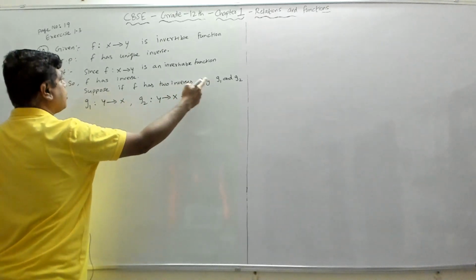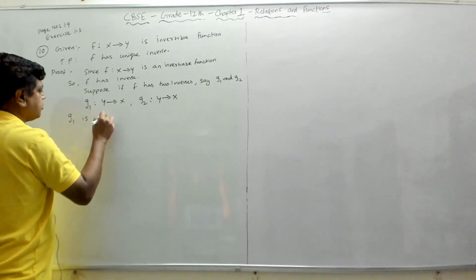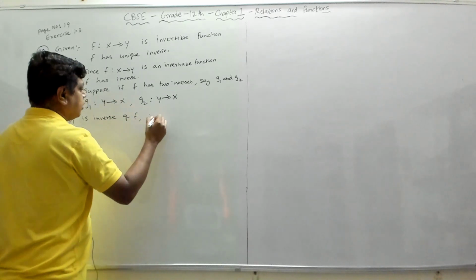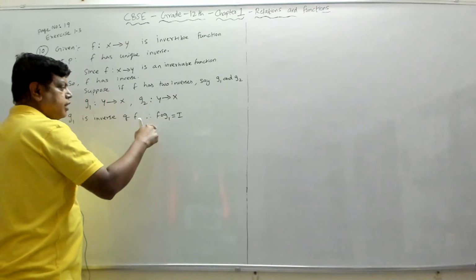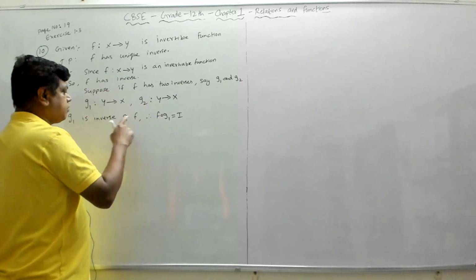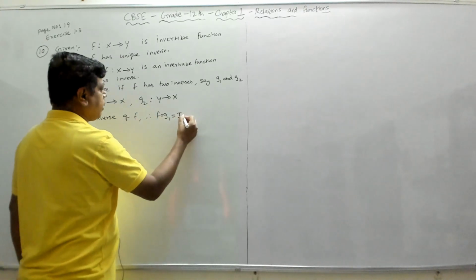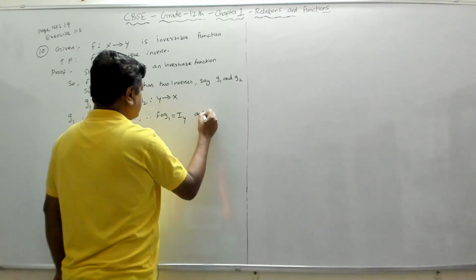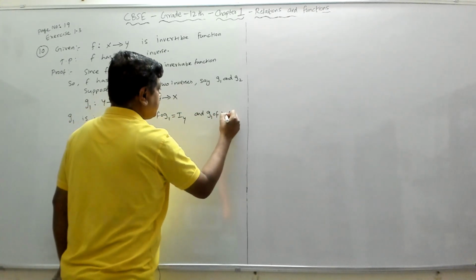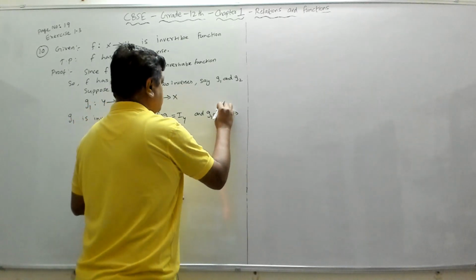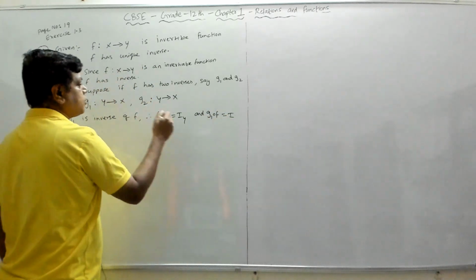Now since g1 is the inverse of f, therefore we have f of g1 equal to I of, it's an identity function, right? As per the definition of an inverse, if g1 is the inverse of f, then f of g1 is an identity function. G1 starts from Y, so I_Y. And g1 of f, f is starting from the set X, so it will be from the set X to the set X. This will be equal to I_X.